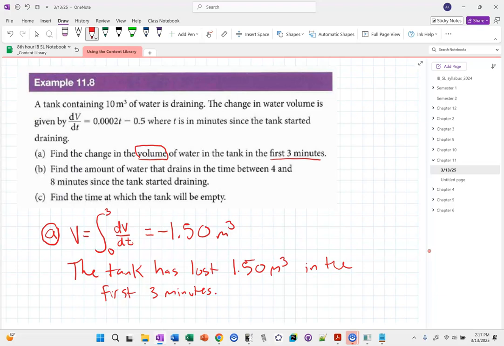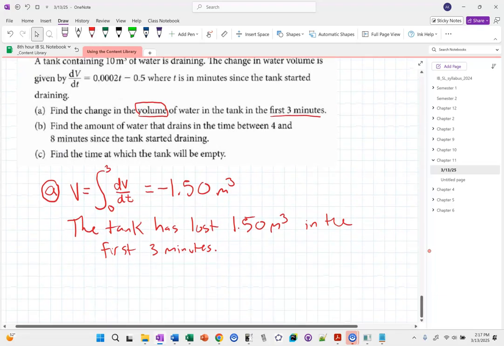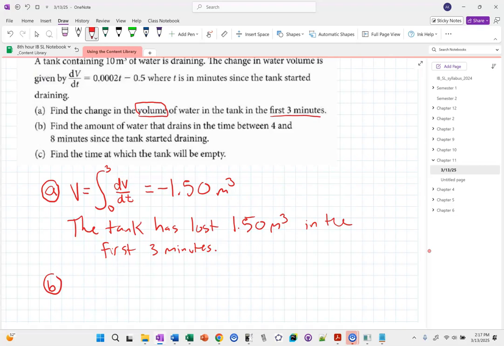Everybody feels pretty good on how I did that. Next thing it says is to find the amount of water that drains in the time between 4 and 8 minutes since the tank has started draining. What am I going to do to compute that?